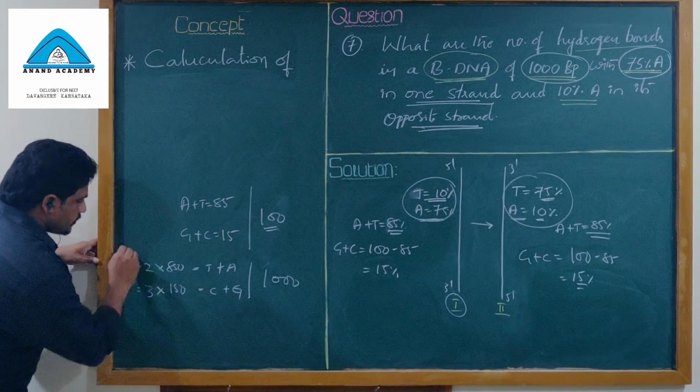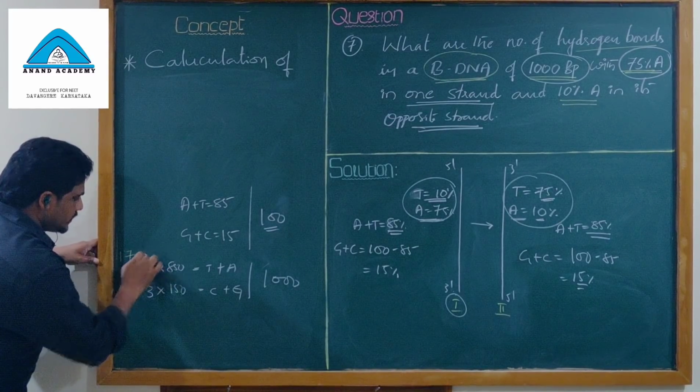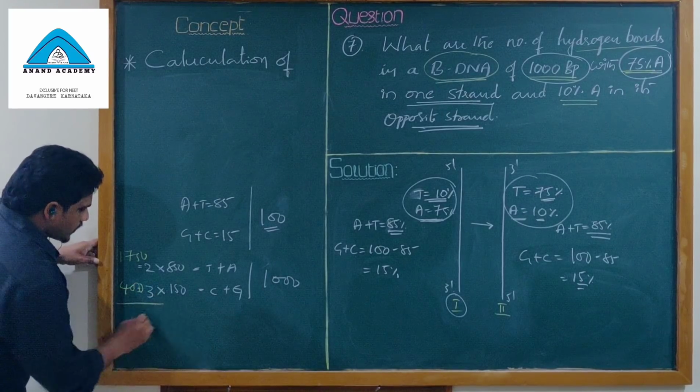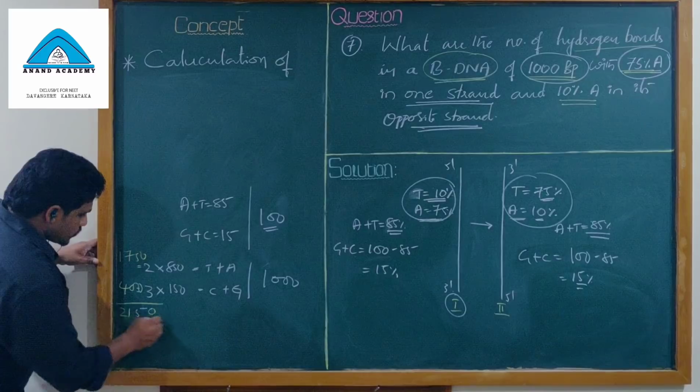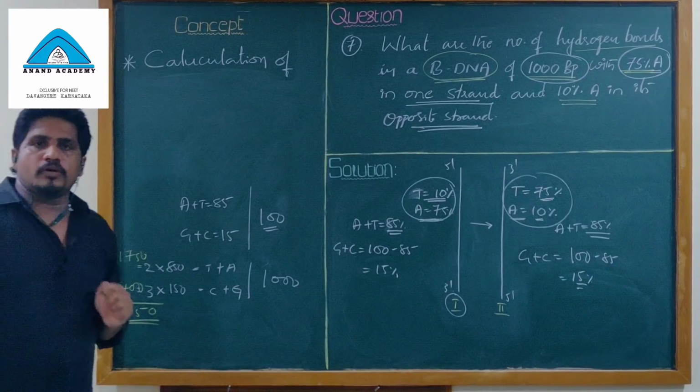So this is 1700, and this is 450. Together it is equal to 2150 hydrogen bonds that were there.